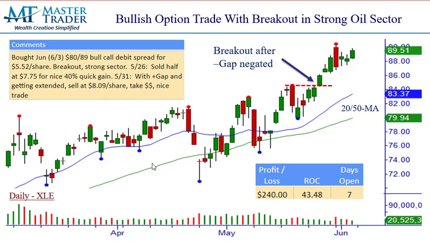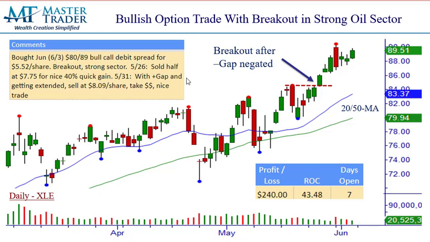The next day, it gapped over these bars with a price void. It's at multiple month highs. You can see the 20 is the blue line, the 50 MA the green line. So we have short, intermediate, and although not shown, the 200, and they're all up. So this is a continuation pattern. This is actually a closed trade, but it shows you the history. We bought the June 3rd 80-89 bull call debit spread.